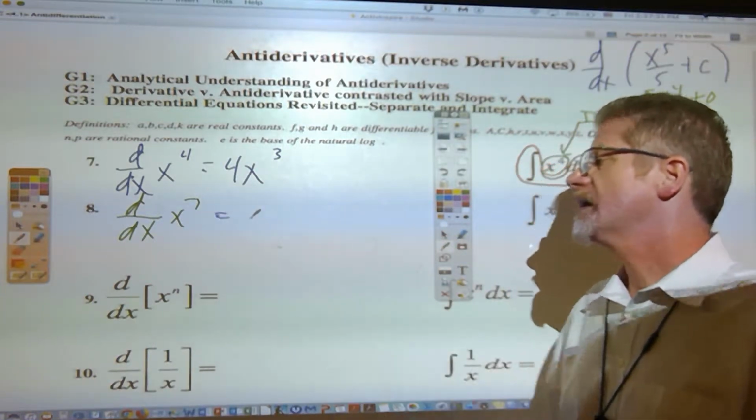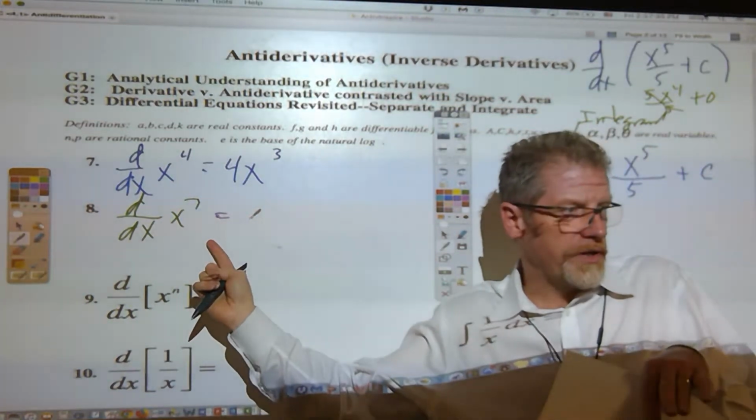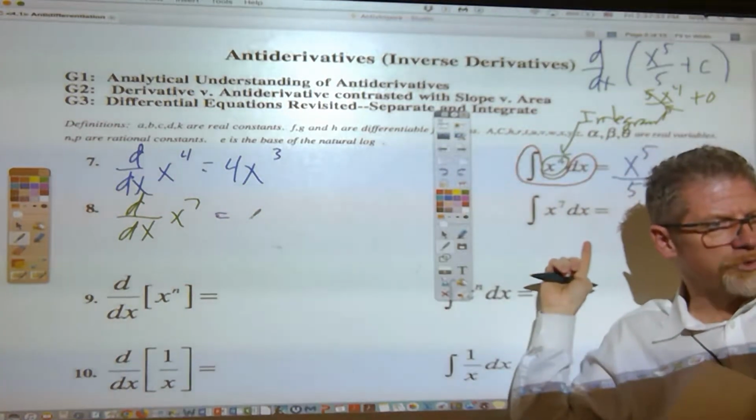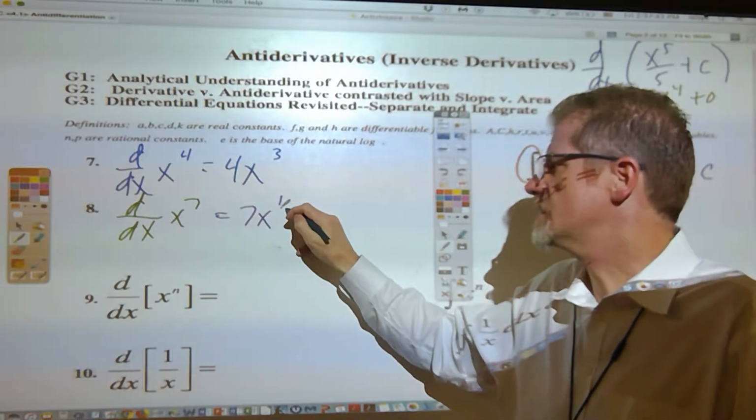This is a good way to study calculus, by the way. Take any function. Ask yourself, do I know its derivative? Do I know its antiderivative? X to the 7th. Do I know its derivative? Of course, you know it's 7x to the 6th.